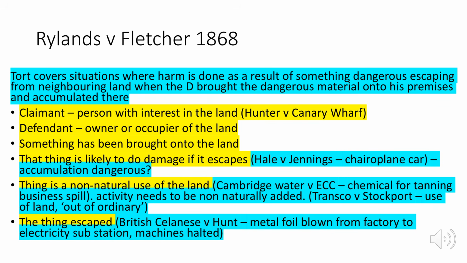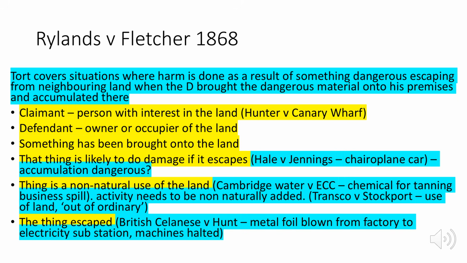The other tort connected to land is Rylands v Fletcher, 1868. So this tort actually comes from a case. The tort covers situations where harm is done as a result of something dangerous escaping from neighbouring land, and when the D brought the dangerous material onto his premises and accumulated it there. So the claimant is a person with interest in the land, so Hunter v Canary Wharf again, and the defendant is an owner or occupier of the land.